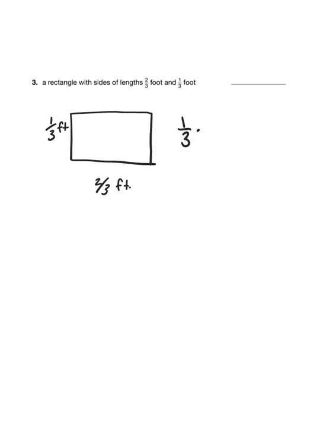Okay, for number three, we have a rectangle with sides 1/3 of a foot and 2/3 of a foot. So we're going to multiply 1/3 times 2/3. That will give us 2/9 of a square foot. And for that one, we can't simplify it. It's already in simplest form.